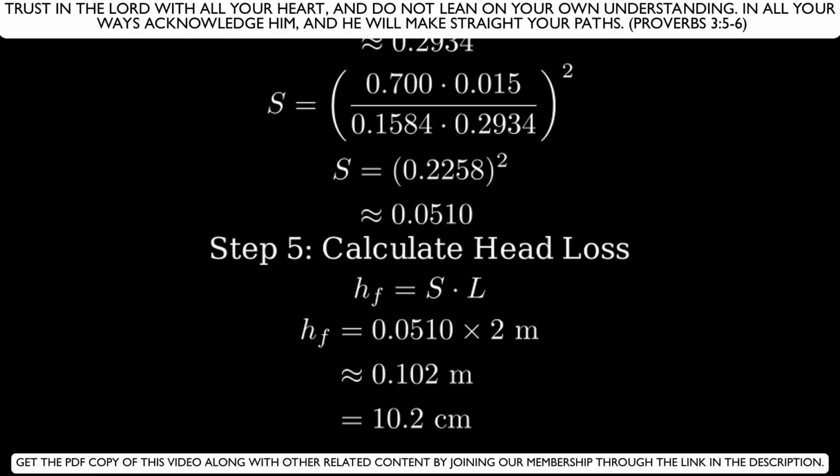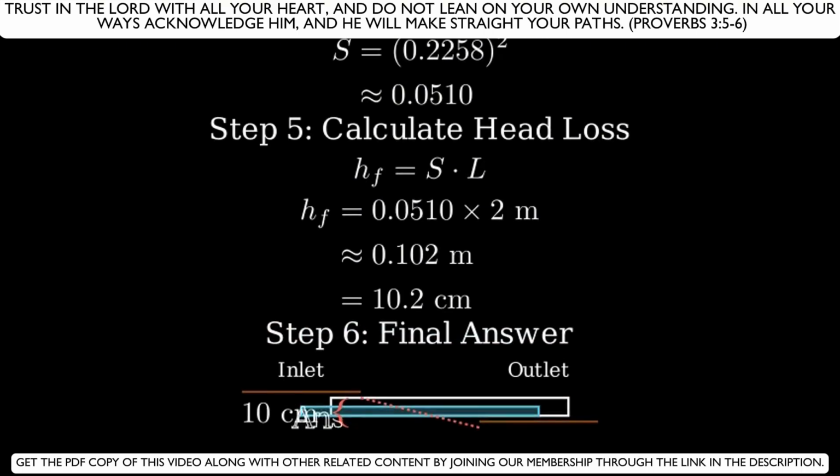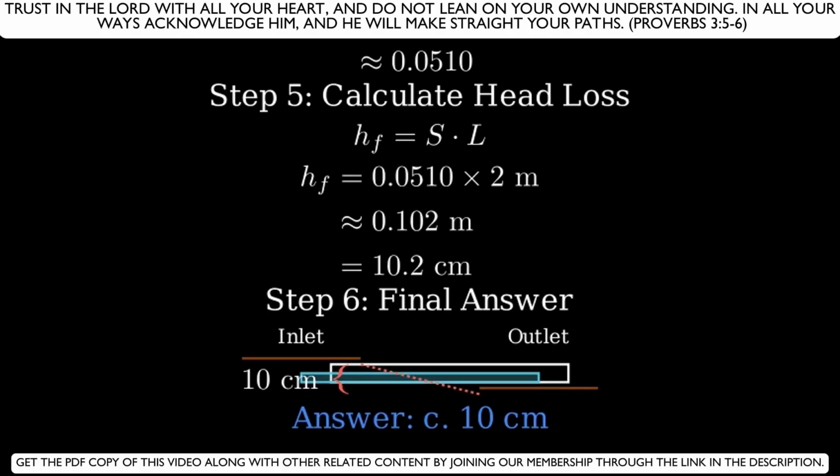Therefore, the answer is C, 10 centimeters. Let's summarize the steps we followed to solve this problem. First, we converted all values to SI units. Second, we determined the geometric properties of the half-full circular culvert. Third, we calculated the wetted area and hydraulic radius. Fourth, we applied Manning's equation to find the slope required for the given flow rate. Fifth, we calculated the head loss over the culvert length. Finally, we determined that the required elevation difference is 10 centimeters. This example illustrates how hydraulic engineering principles are applied to design culverts that can efficiently handle specified flow rates.